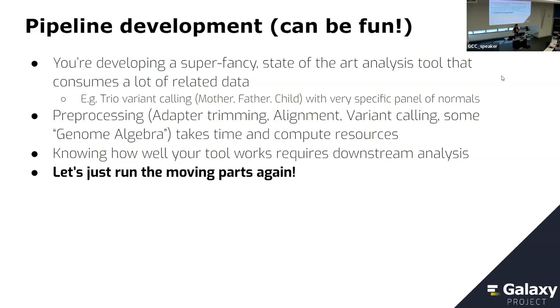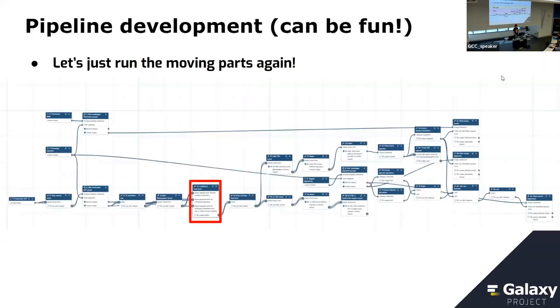And also, while you work on this particular tool that you're developing, it requires some downstream analysis to even know how well it worked. So I'm saying we should just be running the moving parts again, right? So you update your tool and you update your workflow, and then you go again, all the way. This is an example of a workflow I did in 2018 when I was still working as a postdoc in a hospital. The red part, I mean, it's more complex, there were workflows upstream and downstream, but the red part is the thing I was working on, and I had to redo that very often and not waste time and space.